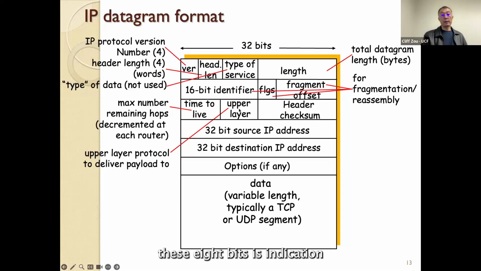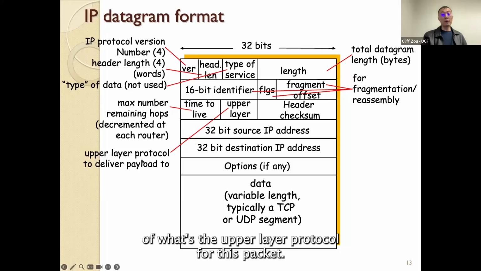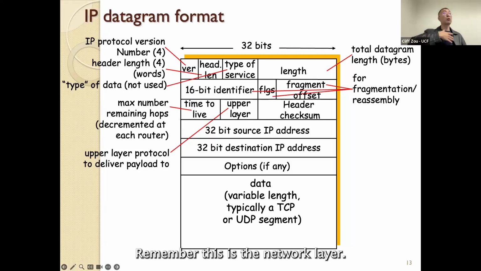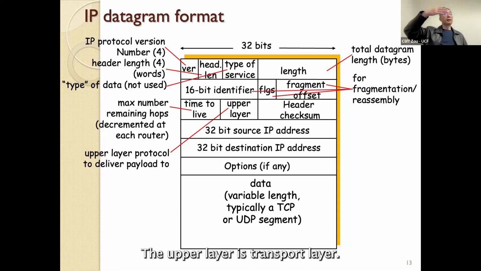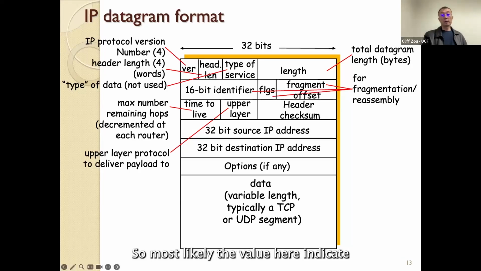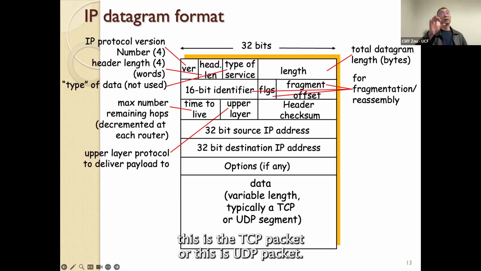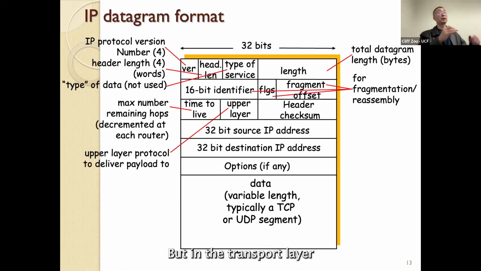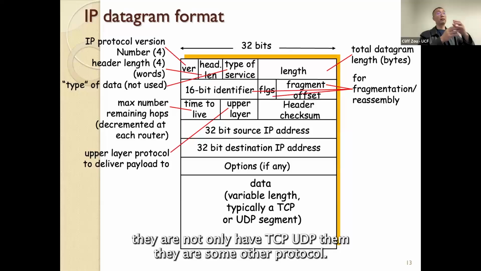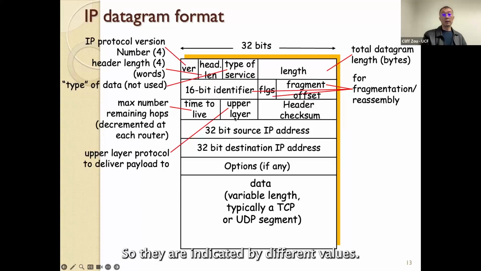These 8 bits indicate the upper layer protocol for this packet. Remember, this is the network layer. The upper layer is the transport layer. So most likely the value here indicates this is a TCP packet or a UDP packet. But the transport layer does not only have TCP and UDP, there are some other protocols. They are indicated by different values. So this is the upper layer protocol.